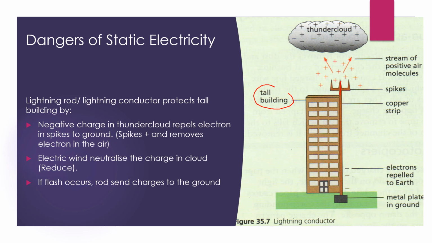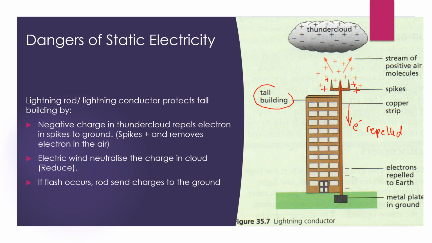How does it work? For example, the thunder cloud is negatively charged here. The negative area is the one near the building. Because of the negative charge in the thunder cloud, the charge is very, very huge, so it will induce the lightning rod. We know that electrons are negative, so they will repel the electrons in the lightning rod. The electrons are repelled by the thunder cloud and go to the ground. So at the end, the spike or the tip of the lightning rod will be positively charged.